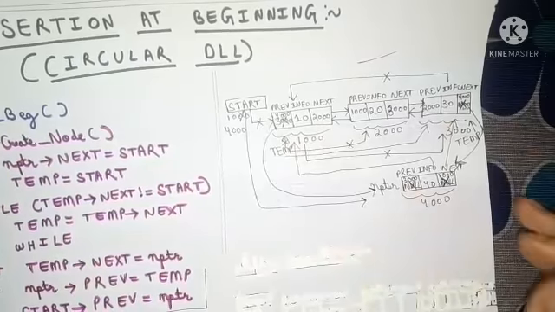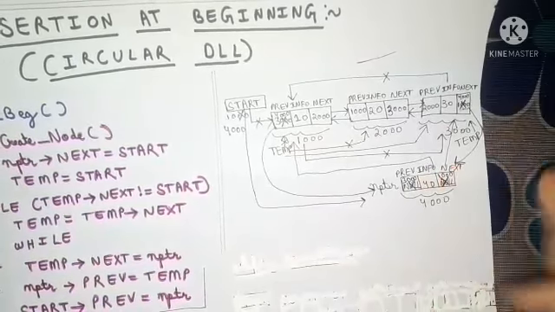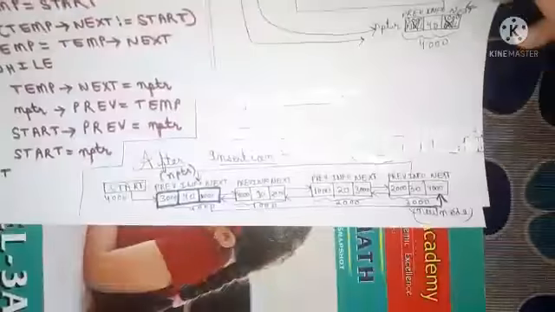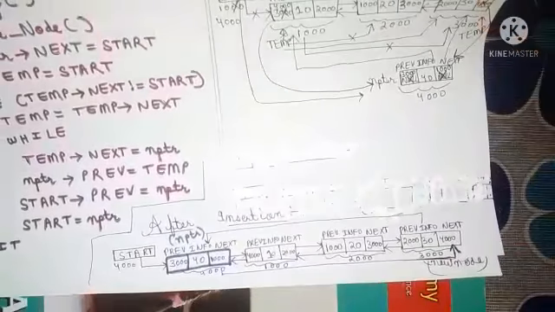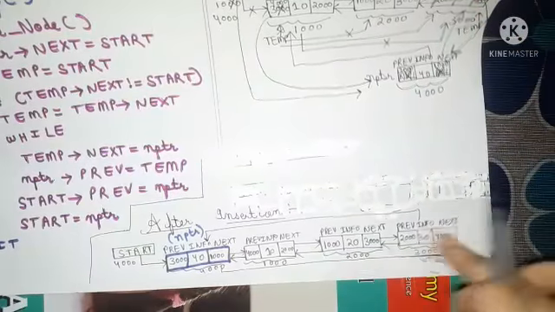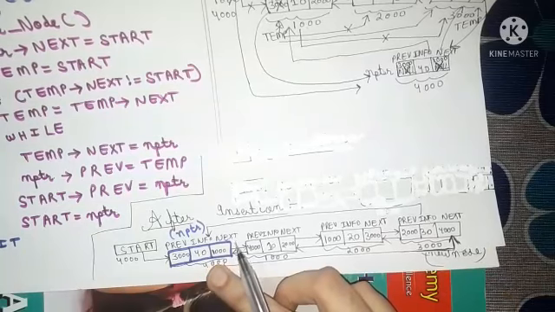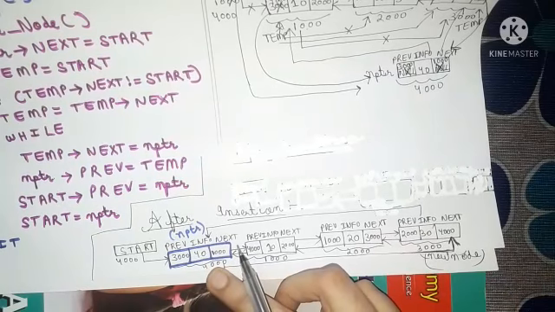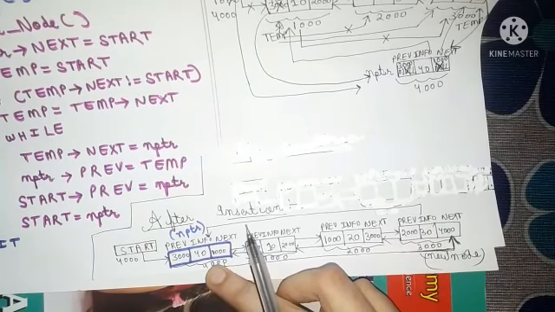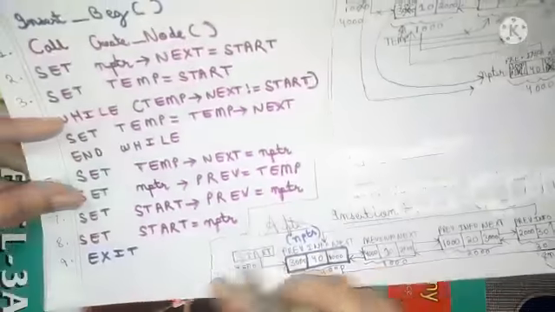Then this will point to our new node nptr. So this diagram was for understanding. After insertion at the beginning, it will be visible in this way. Our new node is this one, nptr, which is inserted at the beginning of our circular double linked list. And then exit.